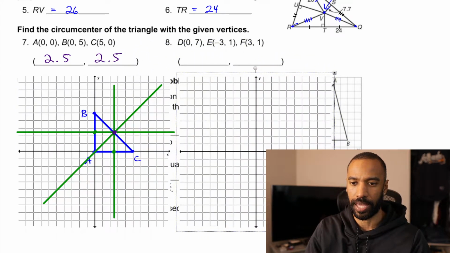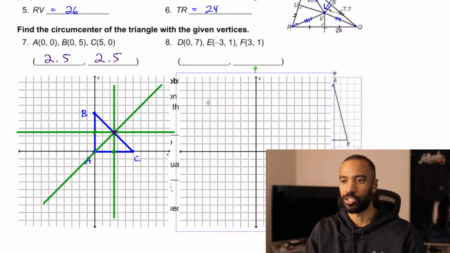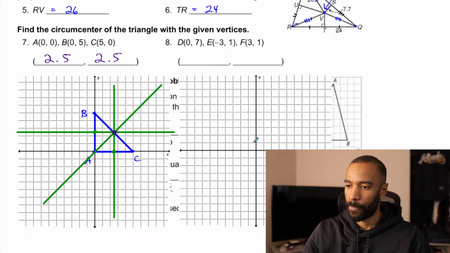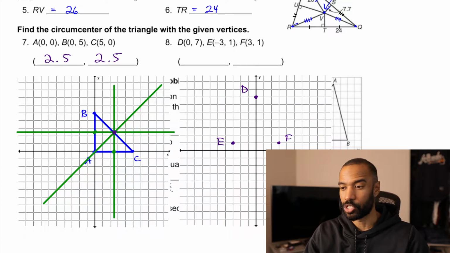So let's take a look at what this second one here is doing. Number 8. D is at 0, 7. E is at -3, 1. And F is at +3, 1. Okay, well, it's an isosceles triangle, that's for sure. I don't think it's equilateral, but we'll find out.